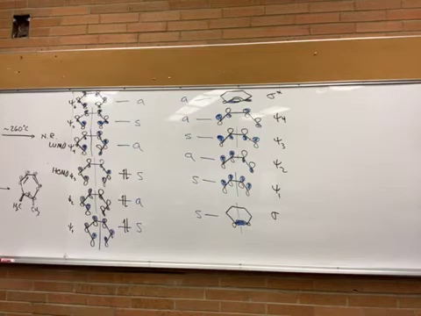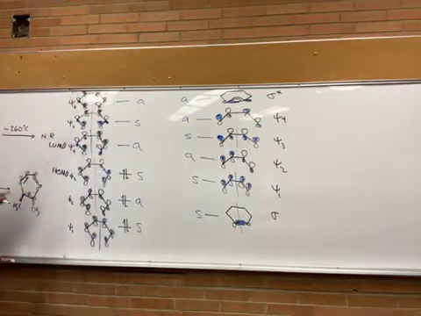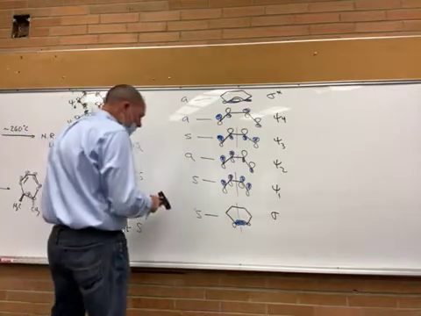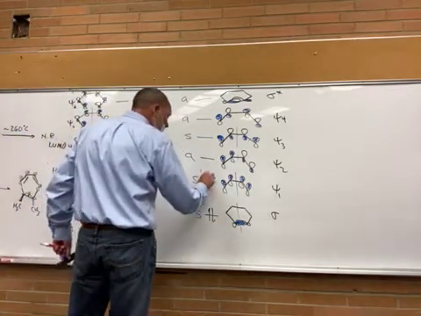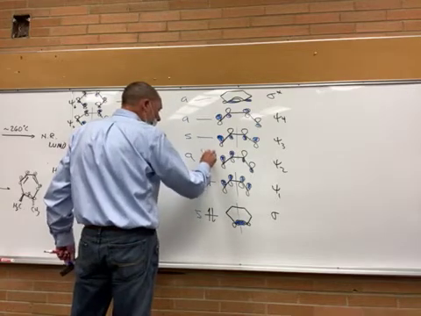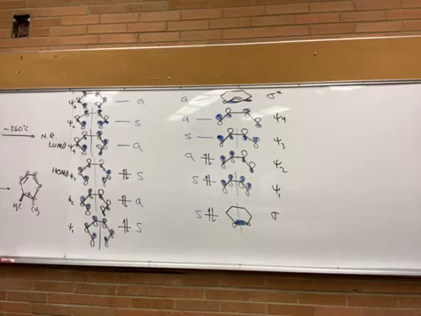Now, how many electrons do I have in my product? How many electrons? 6. Still have 6. 1, 2, 3, 4, 5, 6. So they have to go somewhere. So I'm going to put them in my lowest occupied molecular orbitals. There they go. Now, here is the aha and the genius of Woodward and Hoffman.